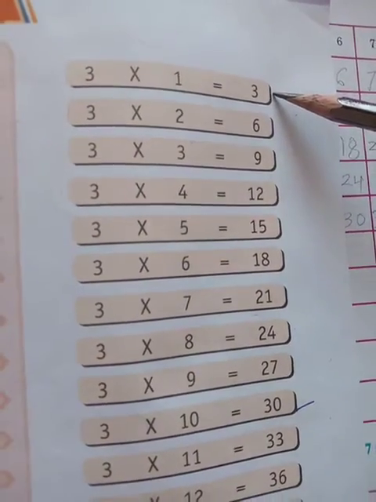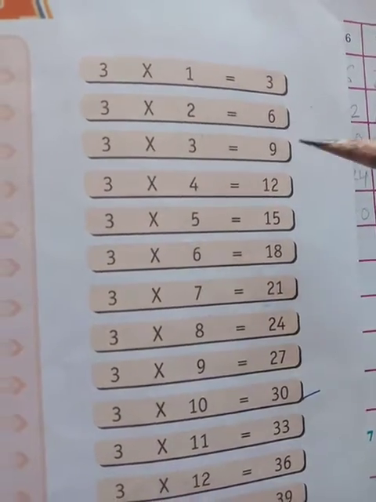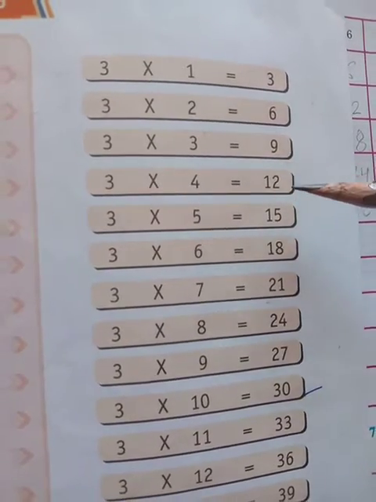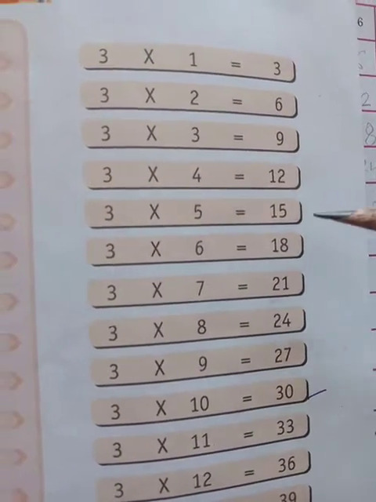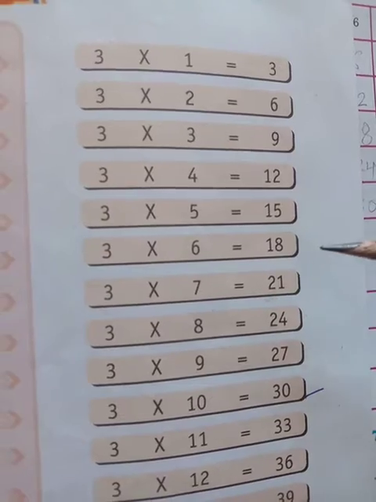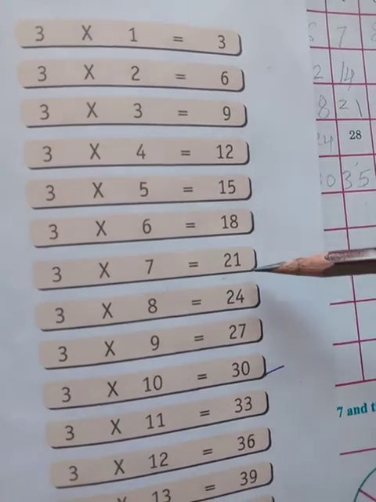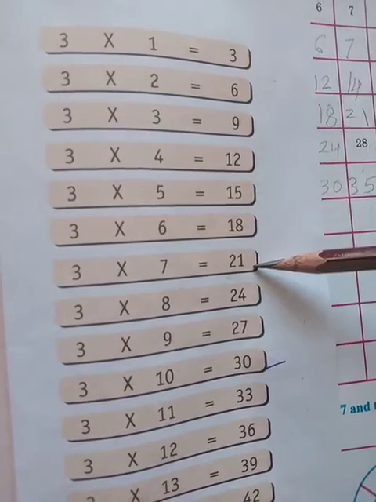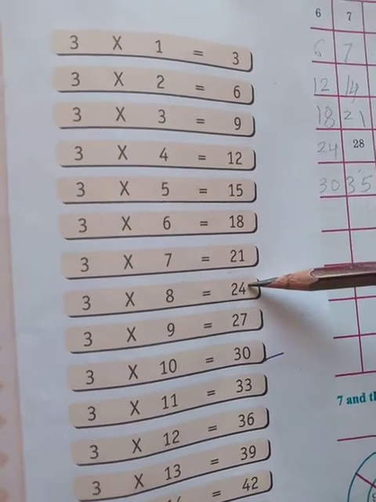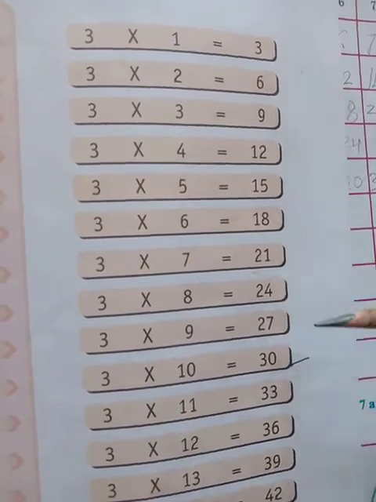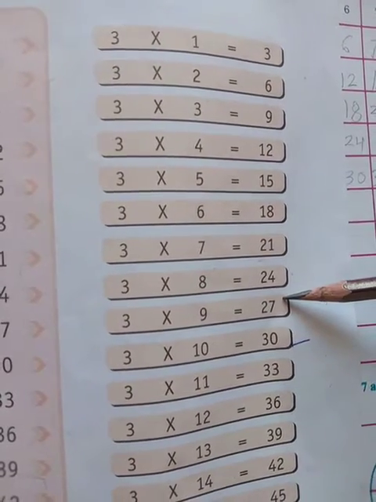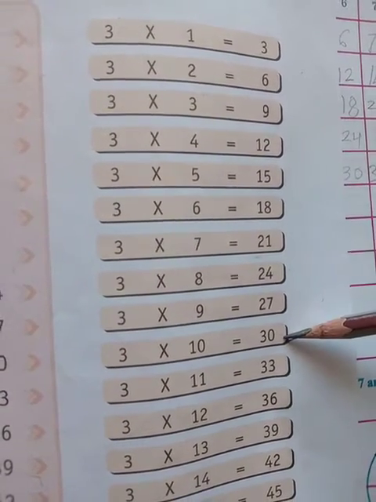3 1s are 3, 3 2s are 6, 3 3s are 9, 3 4s are 12, 3 5s are 15, 3 6 are 18, 3 7s are 21, 3 8s are 24, 3 9s are 27, 3 10s are 30.